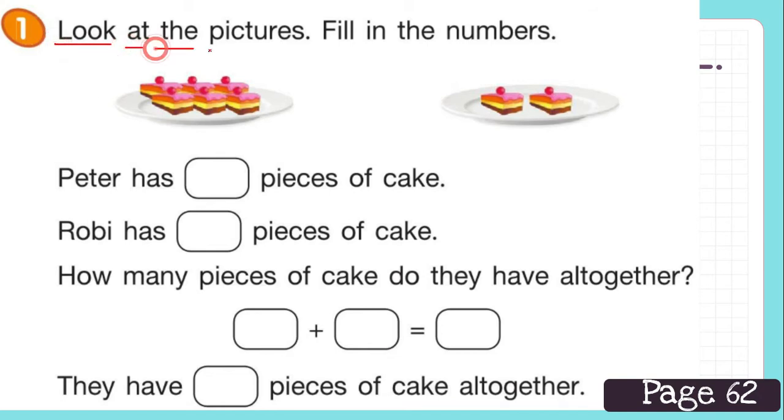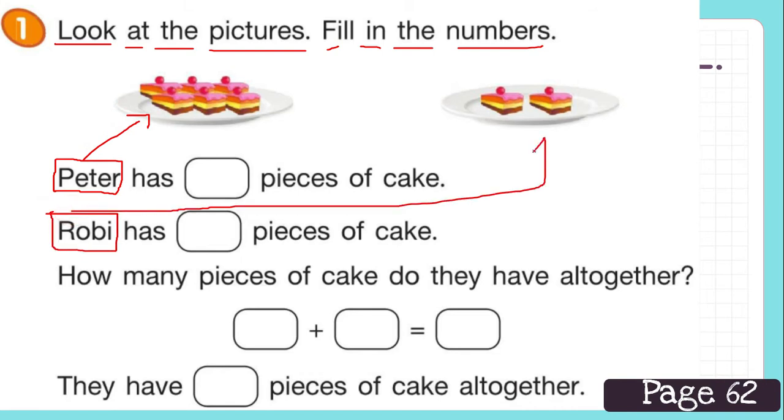Next, page 62. Look at the pictures. Fill in the numbers. First, we're going to name whose plate is this. Peter will be this plate, and Robbie will be this plate. Peter has 1, 2, 3, 4, 5, and 6, so we're going to write there 6. And then Robbie has 1 and 2 pieces of cake, so we're going to write there 2 pieces of cake.